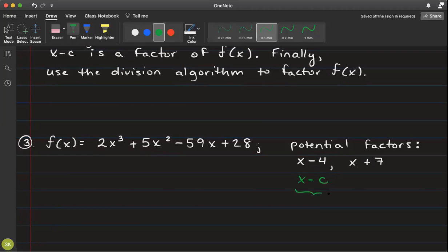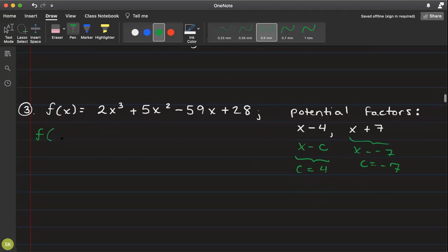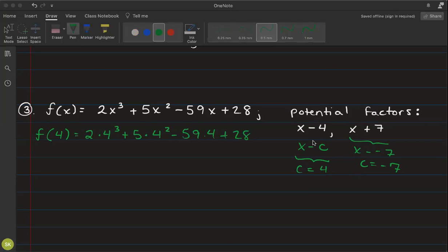So in this case, for x minus 4, c is equal to 4. And in this case, we get x minus a negative 7, so c is negative 7. So let's plug both of these into this function. So f of 4 is 2 times 4 cubed plus 5 times 4 squared minus 59 times 4 plus 28. We're going to need a calculator for this, so let's pull one out. Let's start with 4 times 4 times 4 times 2. That's 128. Of course, you can put all of this in a calculator, but I'm going to do it piecewise.